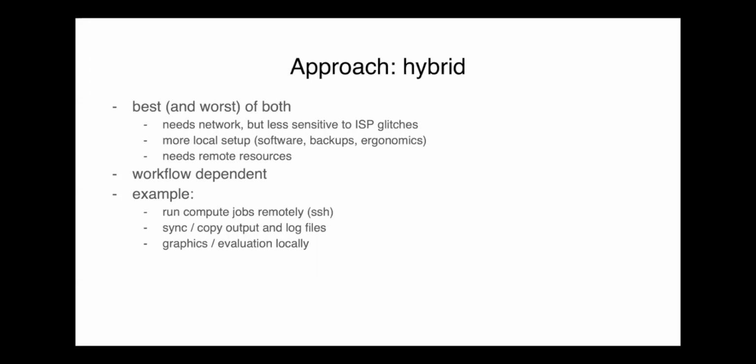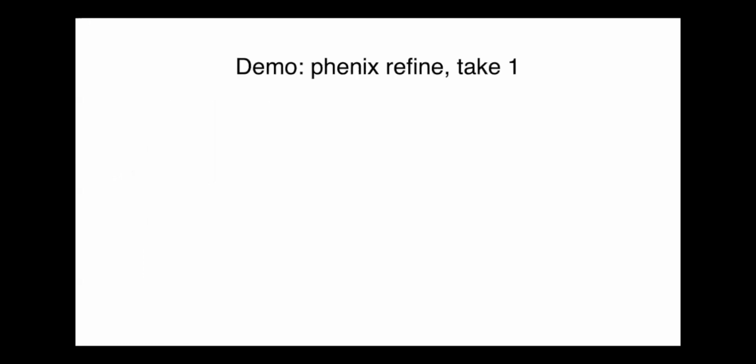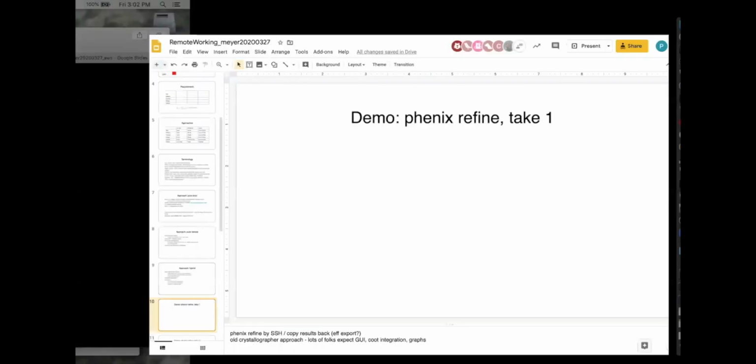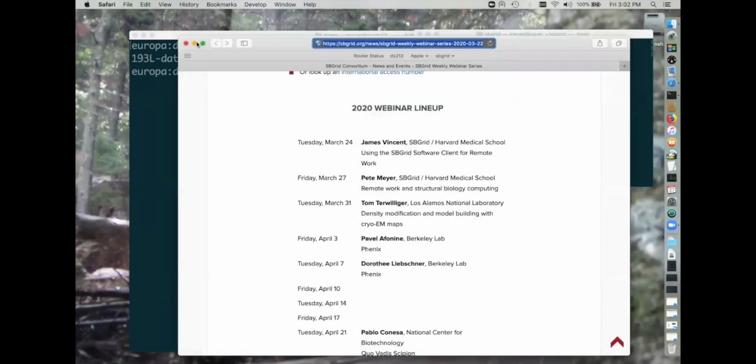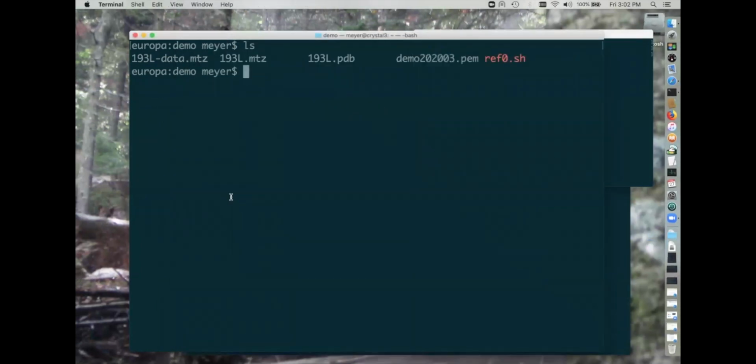And how you set this up and which parts you run where is very workflow dependent. One example that I'm going to run through is basically you run your compute jobs locally, copy or synchronize your output files, and look at the results locally. So I'm going to attempt a live demo, and this will be the very low-tech way to do remote computing, which works and there's nothing wrong with it, but it is not necessarily a workflow that everybody makes use of.